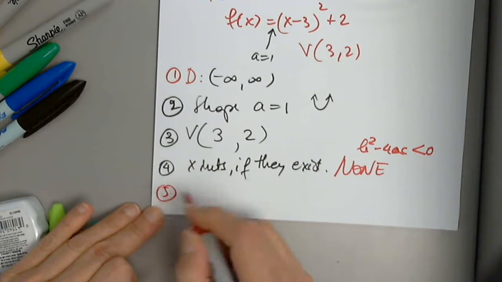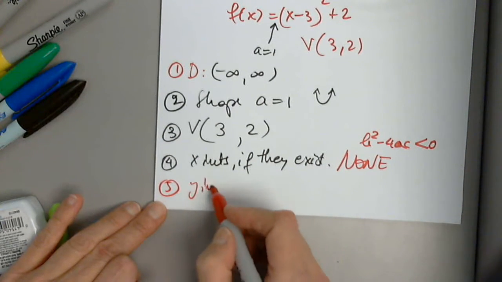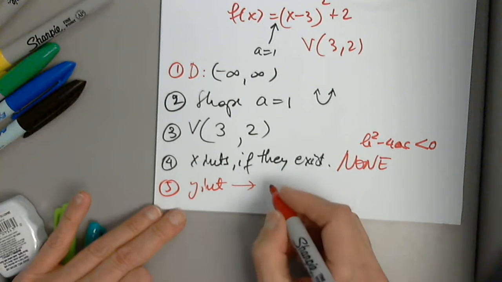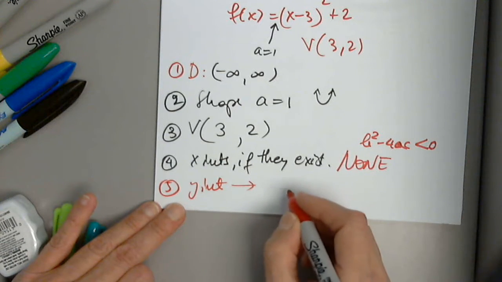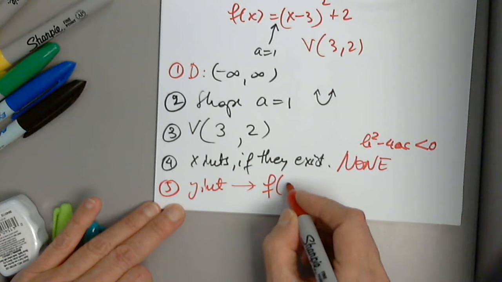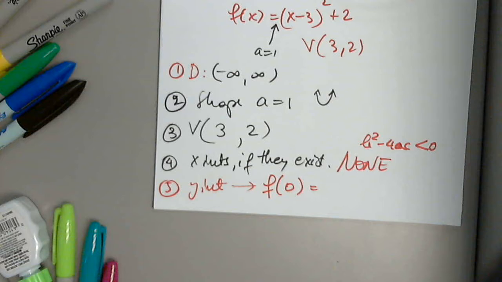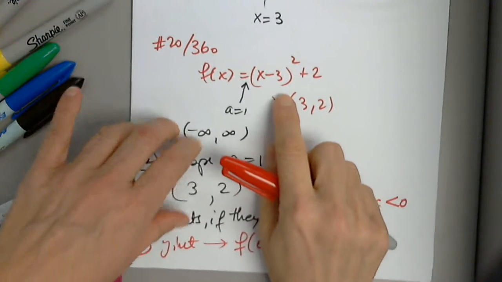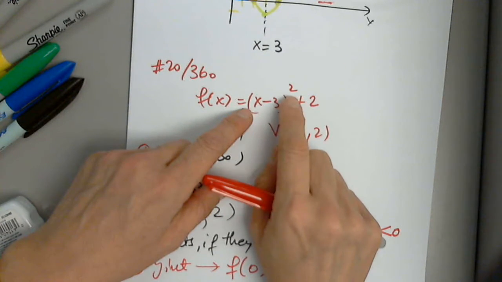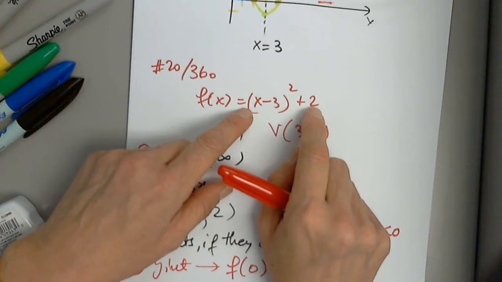Number 5, y-intercept. There is no doubt that the y-intercept exists. How do I find it and what do I write? F of 0. In order to find the y-intercept, I have to make x equals 0 because that's the y-axis, x equals 0. So let's do this together. 0 minus 3, negative 3 squared, 9 plus 2.